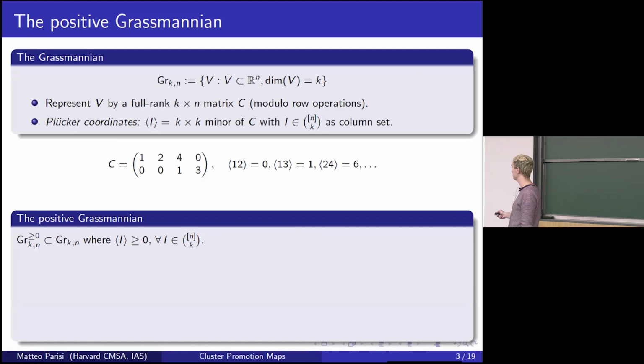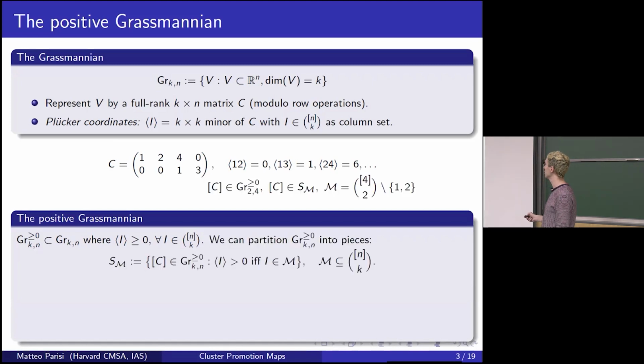This is denoted in this way. We can partition the positive Grassmannian into pieces according to which Plücker coordinates are 0 and which are strictly positive. We can label each cell, each piece, according to the labels of the Plücker coordinates that are strictly positive. So, for example, this matrix here belongs to S sub M, where M is the collection of all labels except 1, 2, because the minor 1, 2 is 0 and all the others are positive. So we can partition the positive Grassmannian into these pieces.